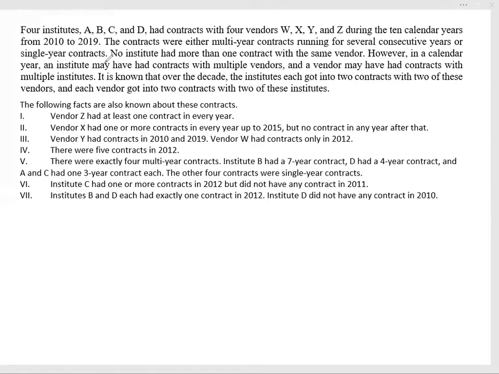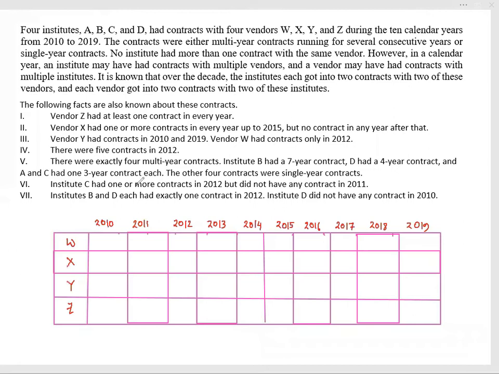In this set, we can find it out that 4 institutes had contracts with 4 vendors during a 10 calendar years, 10 to 19. Let us get into the table wherever we need to go on filling this data. This is the table wherever 2010 onwards, 2019, these are the year, and these are 4 vendors.